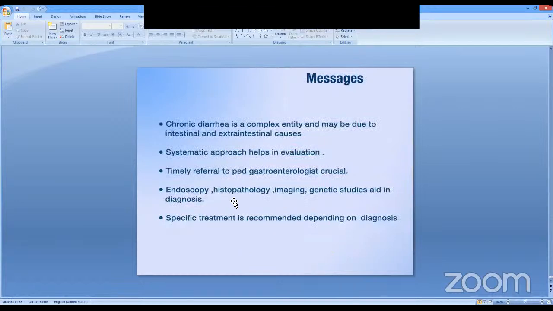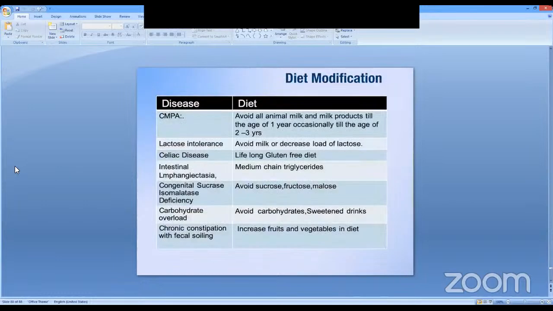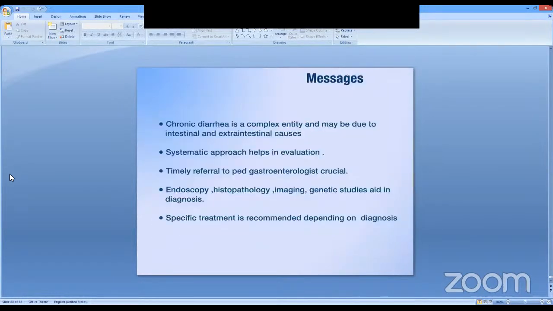So the message is that chronic diarrhea is a complex entity, maybe due to intestinal or extraintestinal causes. A systematic approach helps in evaluation. Timely referral to a pediatric gastroenterologist is crucial. Endoscopy, histopathology, imaging, and genetic studies aid in diagnosis. Specific treatment is recommended depending on diagnosis. So this is all about chronic diarrhea and persistent diarrhea.